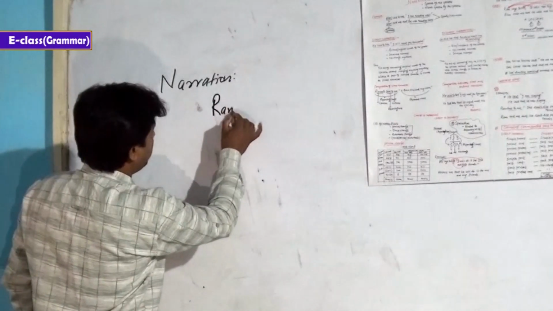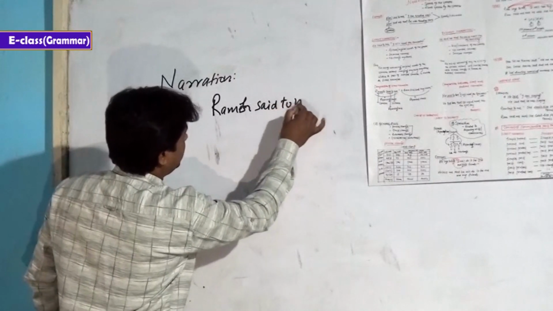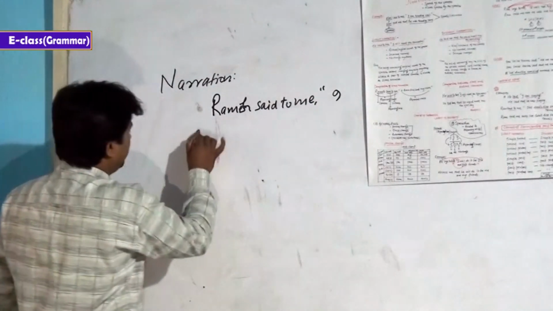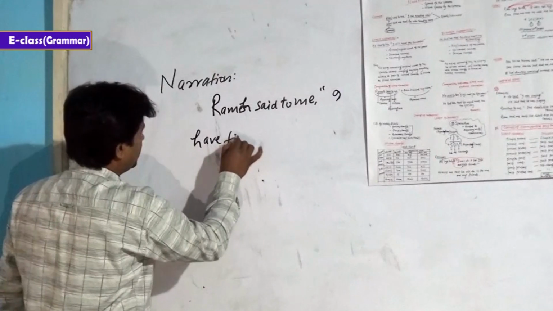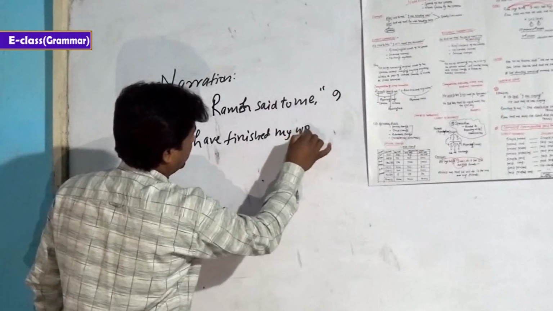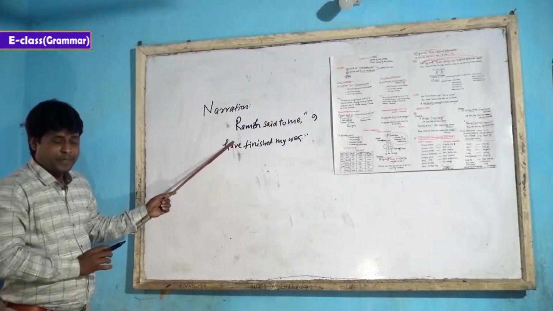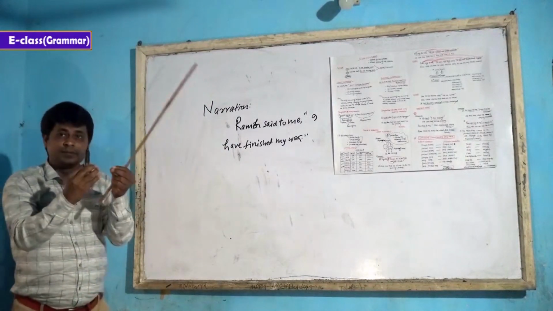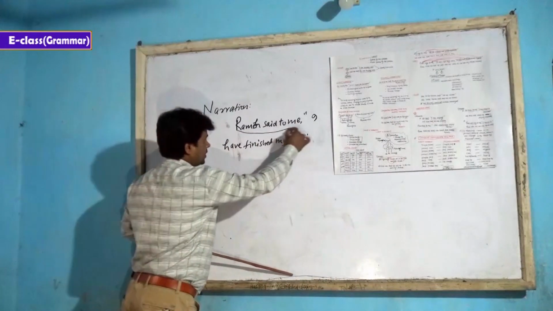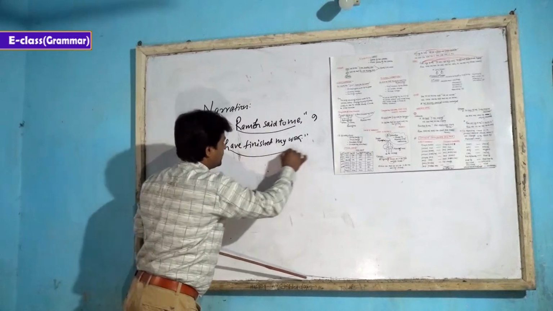Ramesh said to me, "I have finished my work." See, this is direct narration. This direct narration is made up of two clauses. One is this one, which is outside of inverted commas, and another one is this one, including this I.